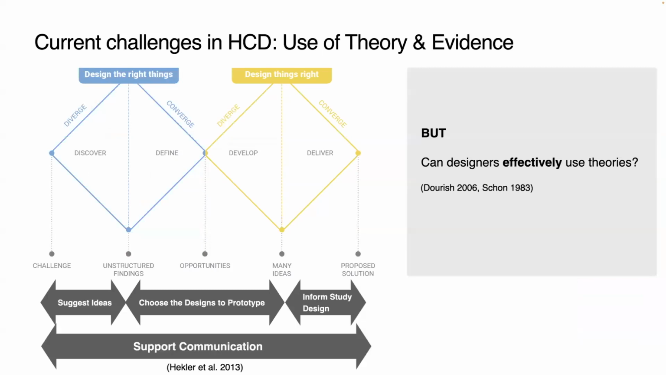Prior works have suggested the benefits of using theory in design practice. For instance, theories can help suggest ideas during brainstorming. They can help designers choose which designs to prototype. They can help inform study design during evaluation stage, and they can also help support communication with different stakeholders. But research and practice gaps exist.